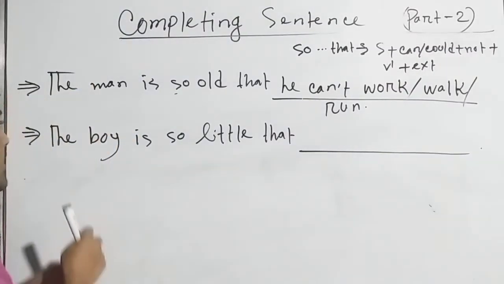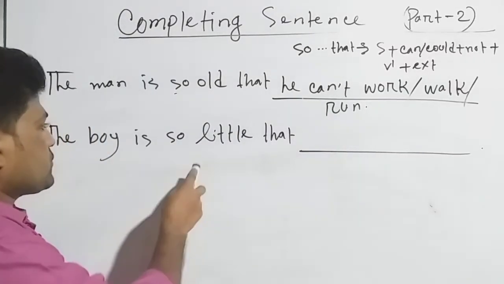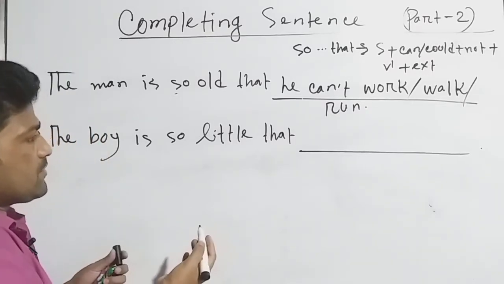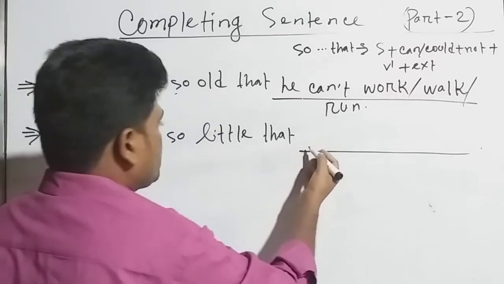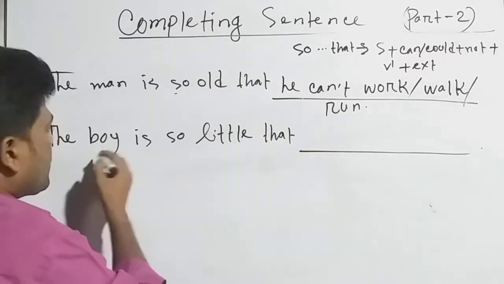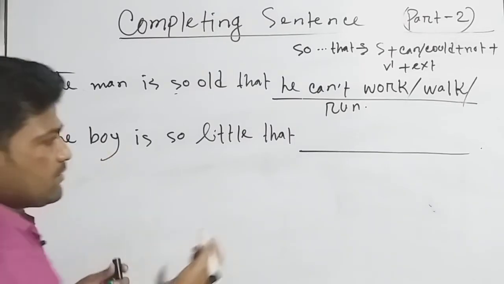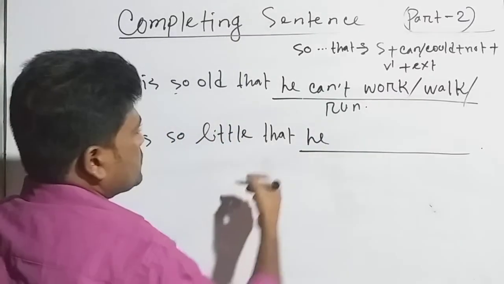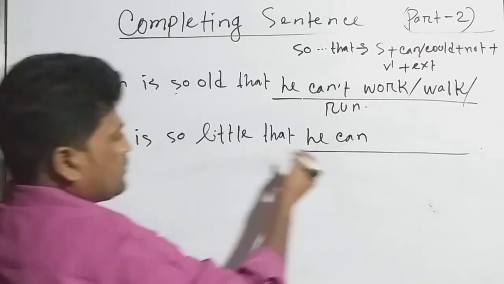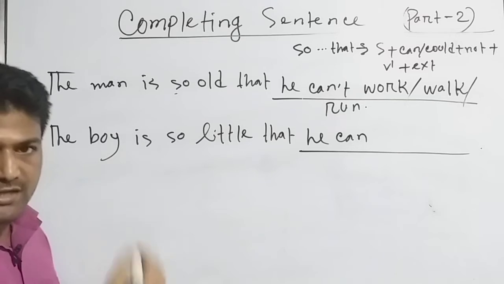Dear learners and viewers, now look at example number 2 for better understanding. The boy is so little that. How can we complete this kind of incomplete sentence? First you have to use a subject. Which subject? The first subject. The first subject is a noun, so we can use the pronoun form of the noun subject. What is the pronoun form of the boy? He. Then you have to use can or could. We can use can, because the verb is in present form. And then you have to use a suitable finite verb depending on the meaning of this incomplete sentence.